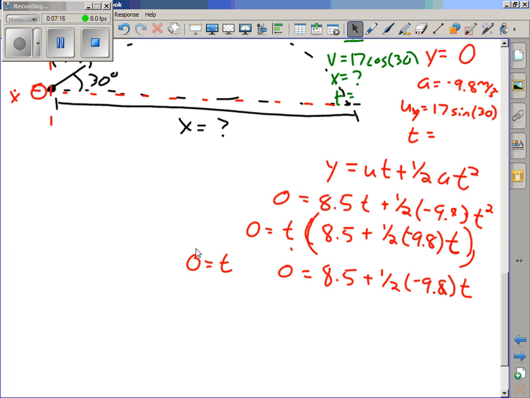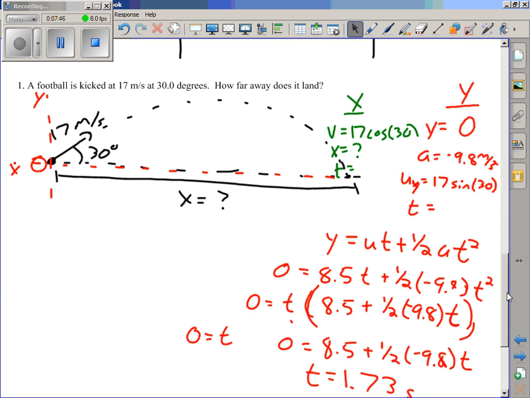Alright, so solve this for me, please. What does t come out to be? 1.73. Factor it out, right? This is the other factor, t. So t equals 0. There are two times that y equals 0: when t is 0 and when t is 1.73, which on our picture should make sense to you.